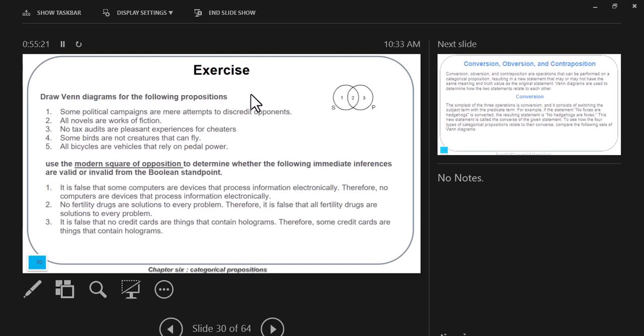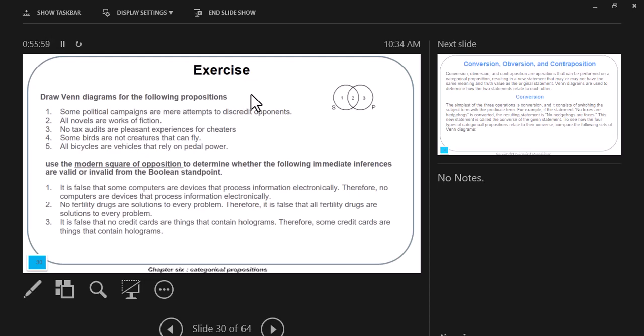Number 3: it's false that no credit cards are things that contain holograms. Therefore, some credit cards are things that contain holograms. Which relation is it? AE, IO, or what? E and I, correct. Relation? Vertical, horizontal, diagonal. Diagonal. Is it logically identifiable? Yes. The premise is given as false, the conclusion is true, then it is logically identifiable. It's a contradictory relation from the Boolean standpoint.